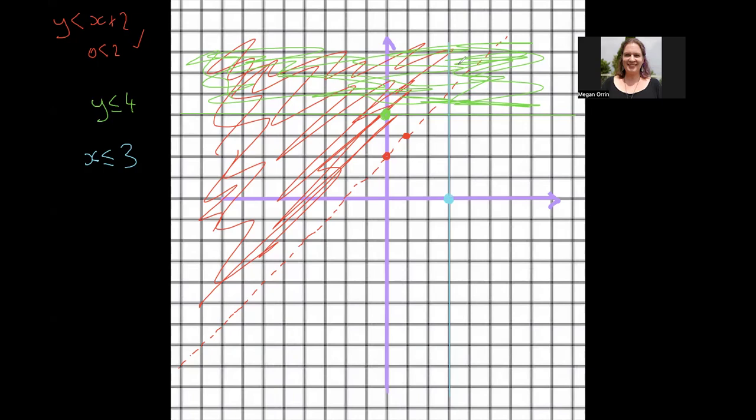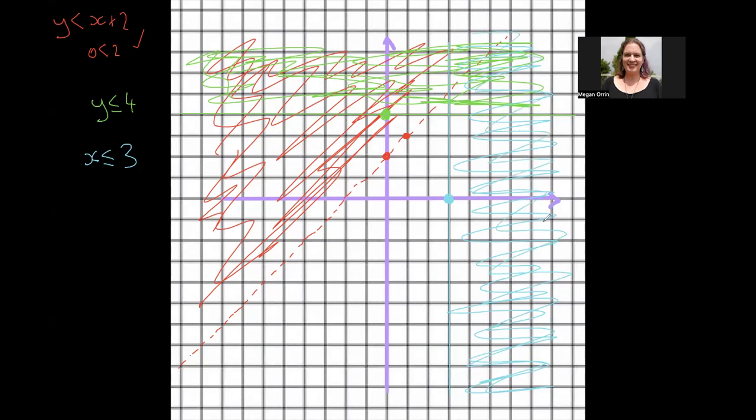We want words. Why am I shading this side? Because 3 is bigger than or equal to x. Yeah, right. So what this means is I don't want anything up here because I always have to be on that side of the line. So we're getting rid of all of this. We don't want any of this.